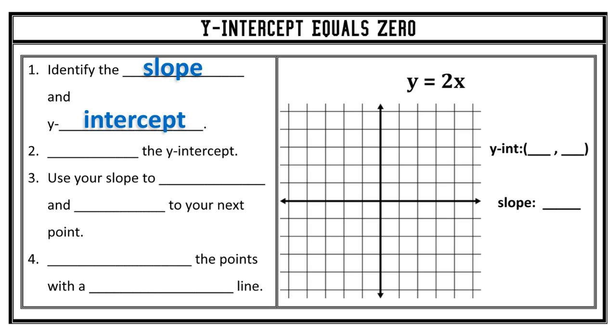Our slope is always easy to find. It's connected to the x. It's the coefficient on our x variable. So I get 2. I always write slopes as fractions, so it would be 2 over 1. That way I have a rise and I have a run.